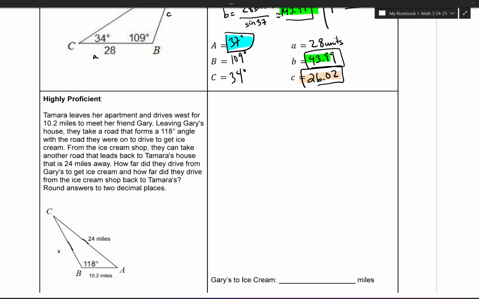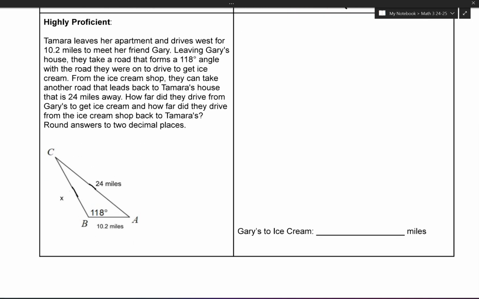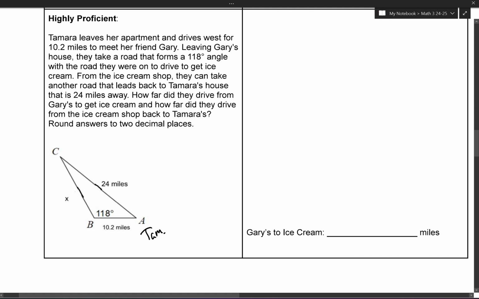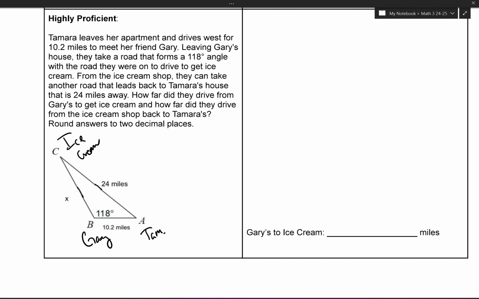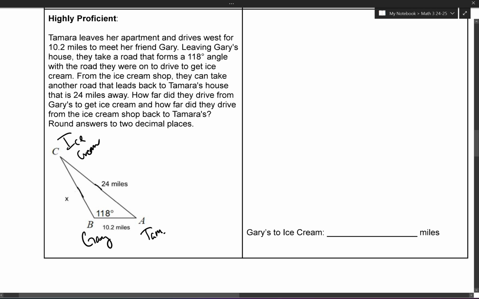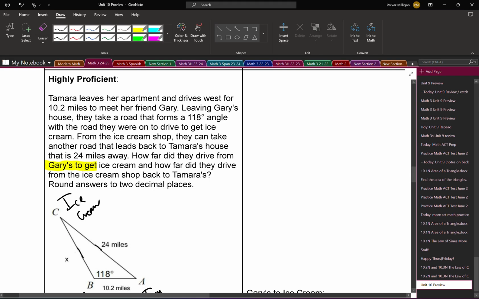Measuring distances. Tamara leaves her apartment and drives west for 10.2 miles to meet Gary. Leaving Gary's house, they take a road that forms a 118-degree angle with the road they were on to drive to get ice cream. Then they drive back 24 miles to Tamara's house. How far do they drive from Gary's to get ice cream? So this is what we're looking for here. There's two questions, but we're just looking for the distance from Gary's to get ice cream.